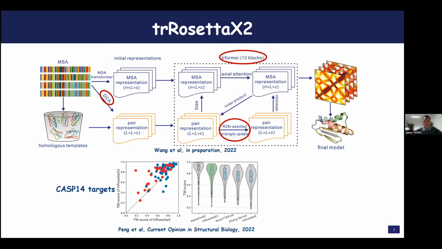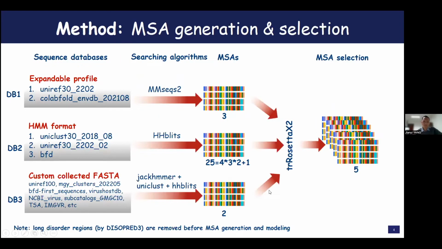With this improved version of TR-zeta, you can see we are better on the CASP14 targets. In our test, the results are better than RoseTTAFold and closer to AlphaFold 2, but there is still some room to improve further. As we know, MSA generation and selection is very important to improve structure modeling, both for TR-zeta X2 and AlphaFold 2. So we did a lot of work in this direction.